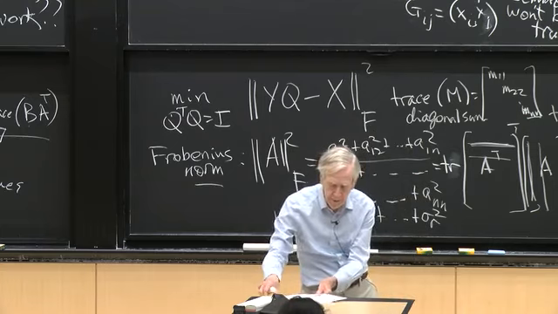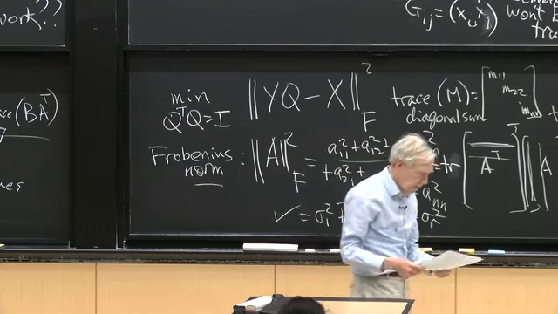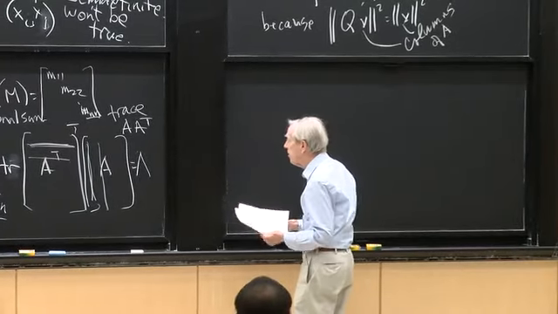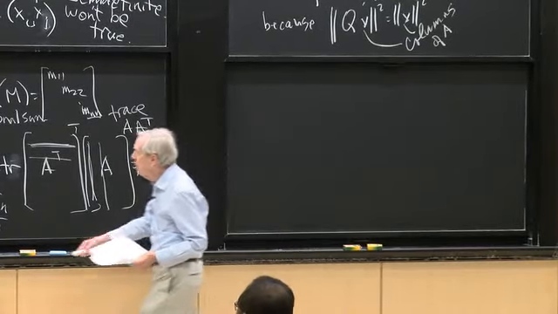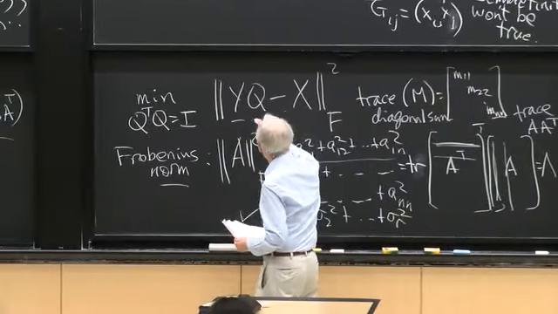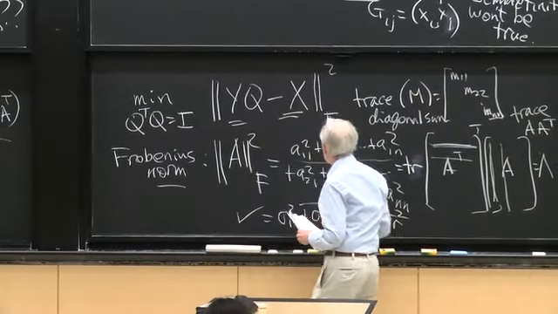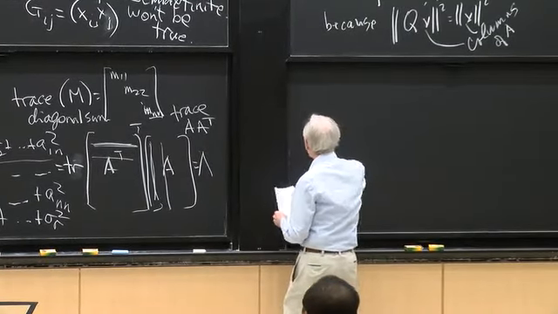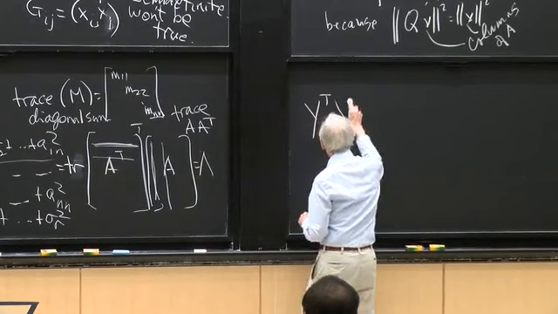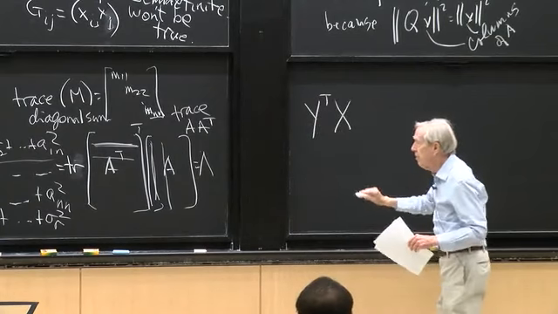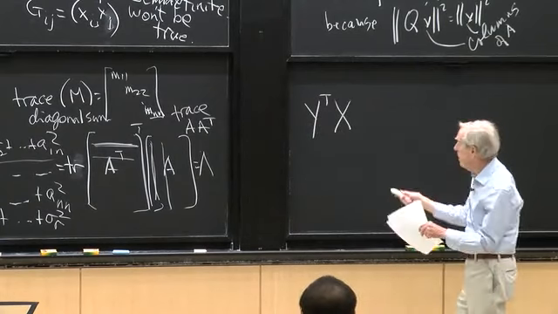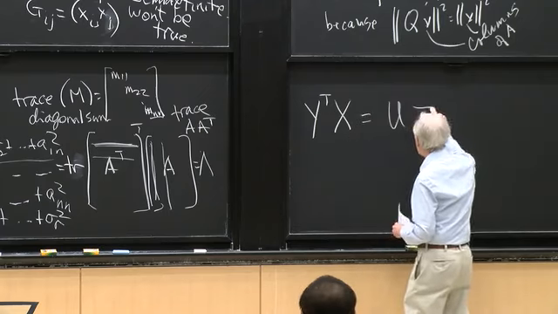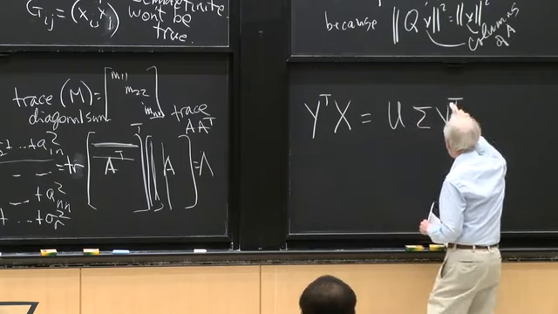Okay, so let me finish this argument today. Let me give you the answer. So what's the good Q? I have matrices Y and X. And the idea is that I look at Y transpose X. So that'll be all the dot products of one set of vectors with the other set of vectors. That's a matrix, and I do its SVD, U sigma V transpose.